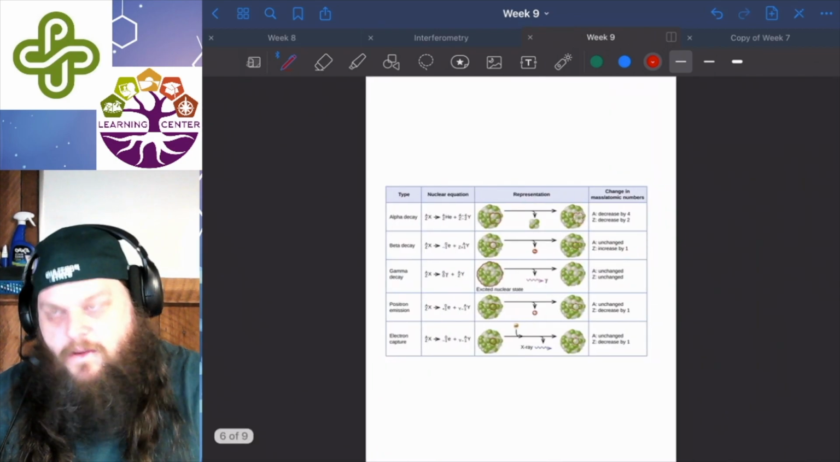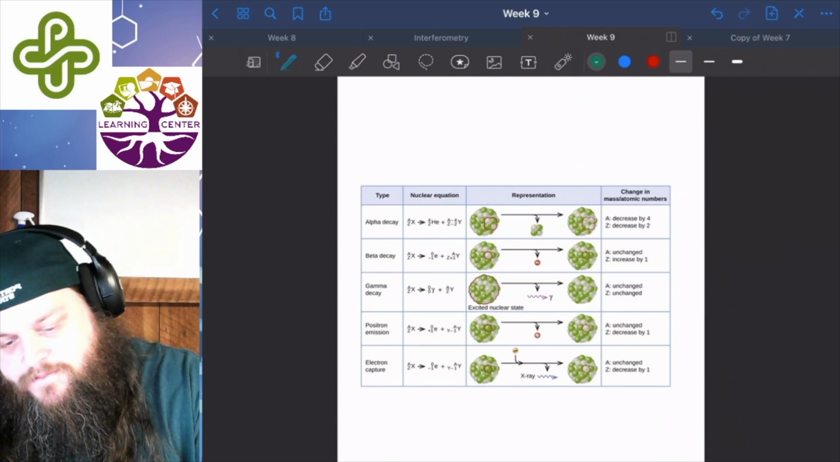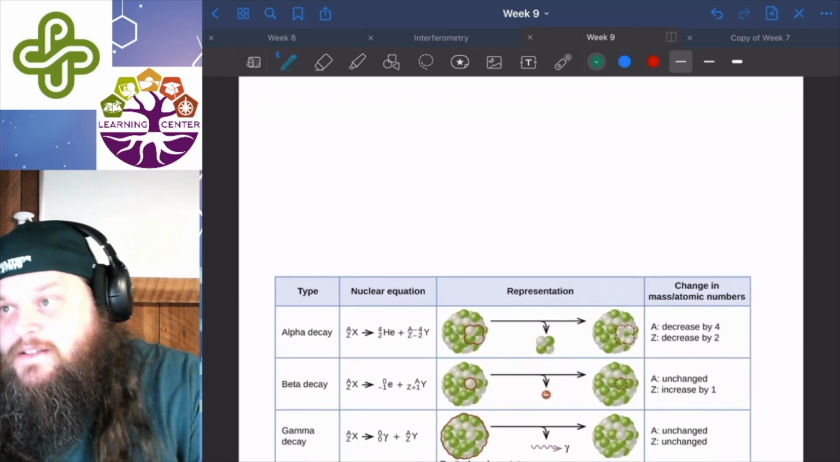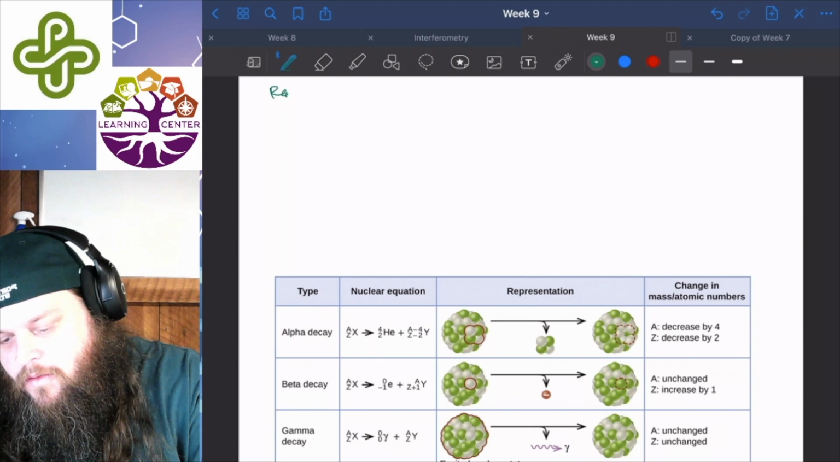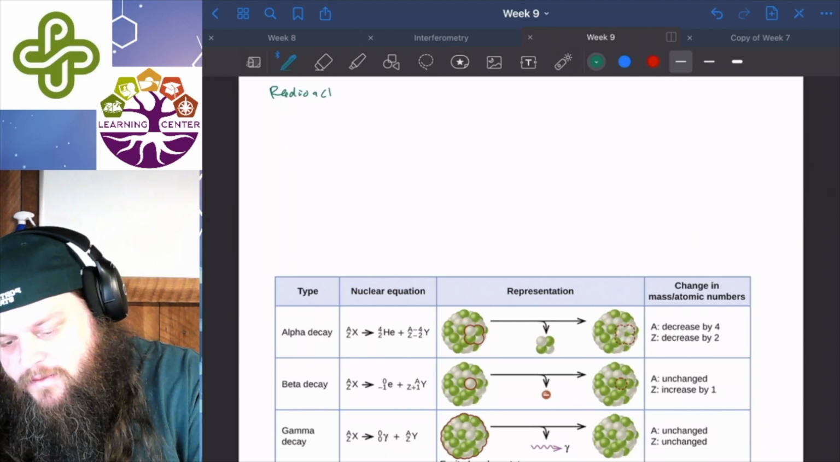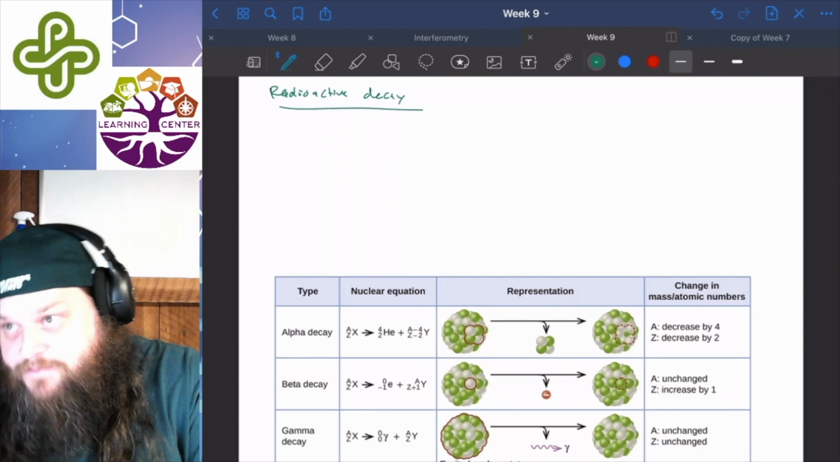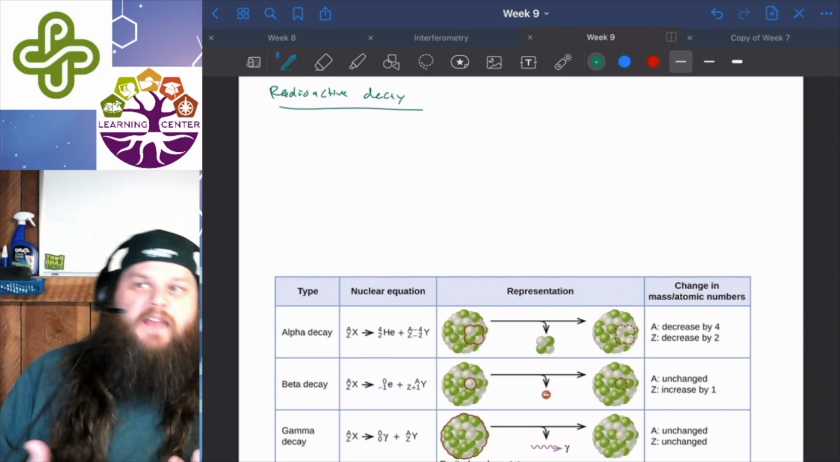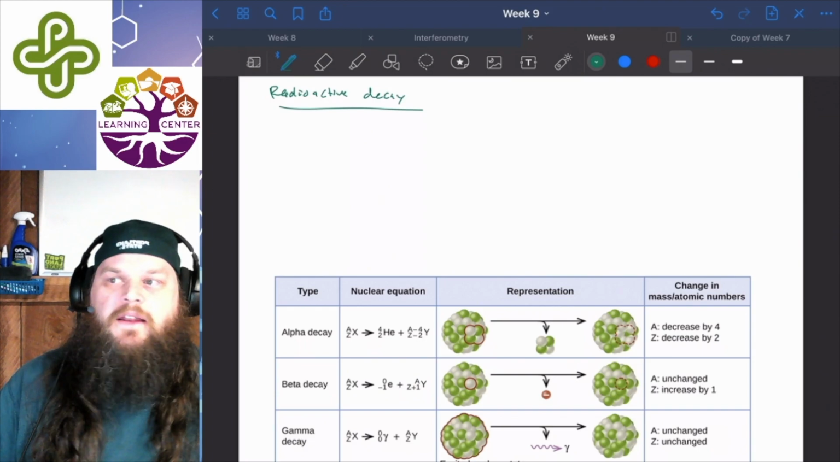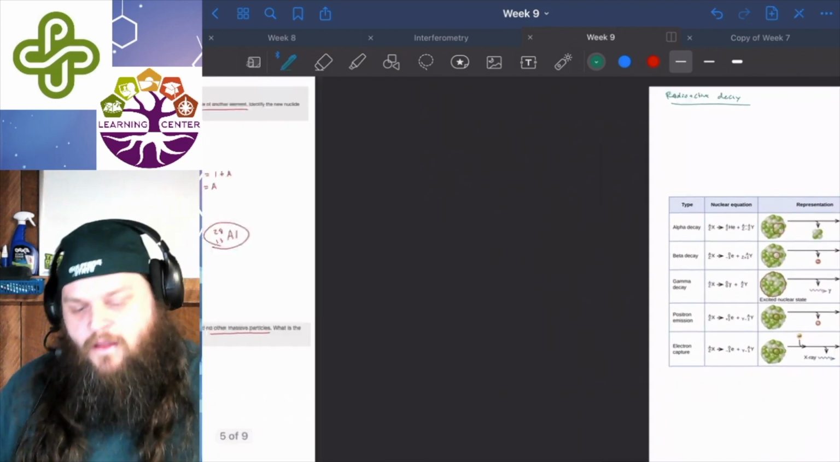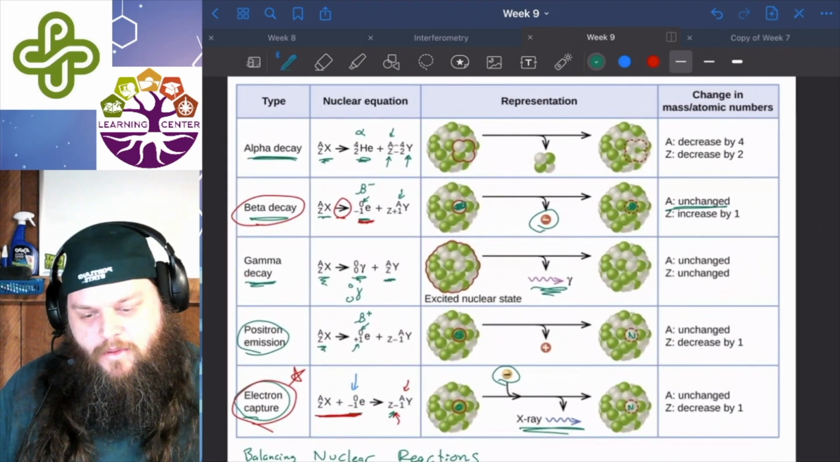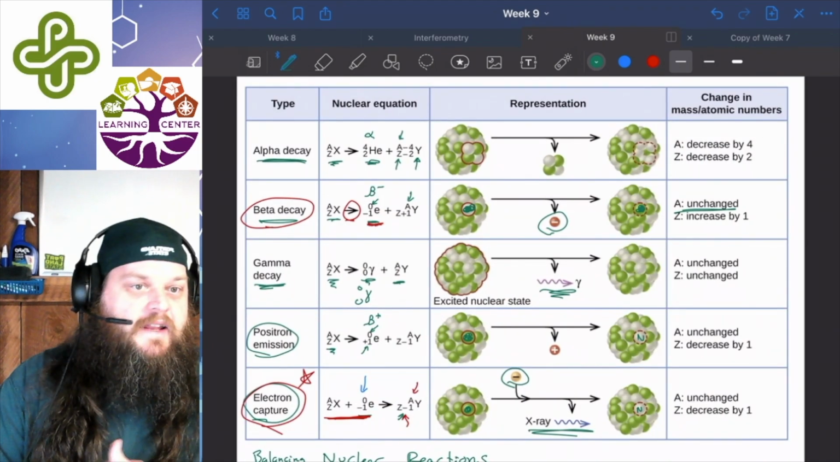So now we can go into radioactive decay. This is a similar process, but radioactive decay is the spontaneous change of an unstable nuclide into another. So it's when these reactions that we're talking about here happen spontaneously.